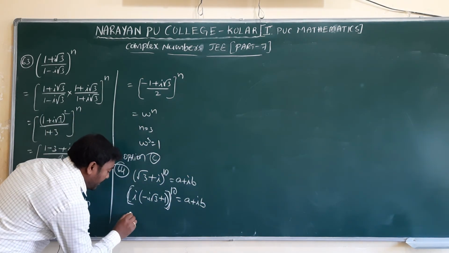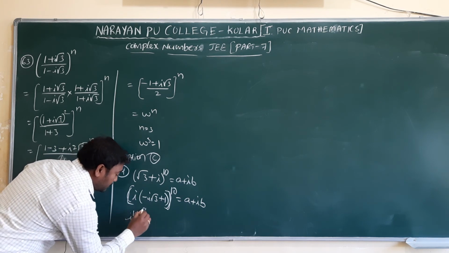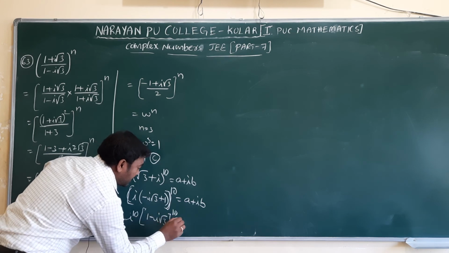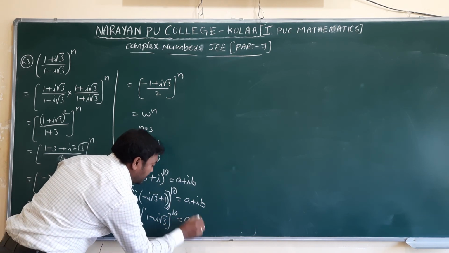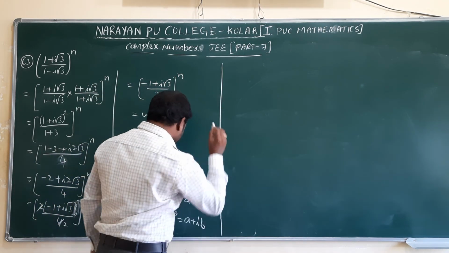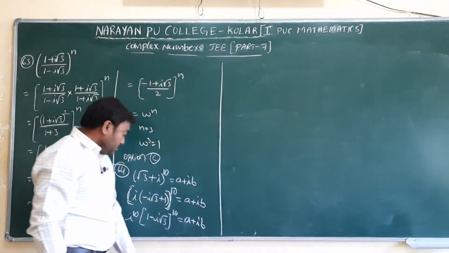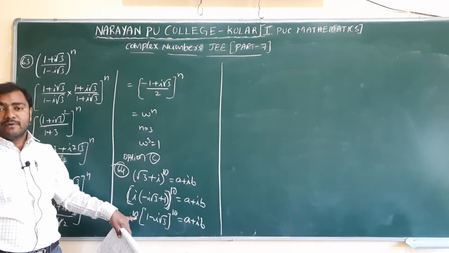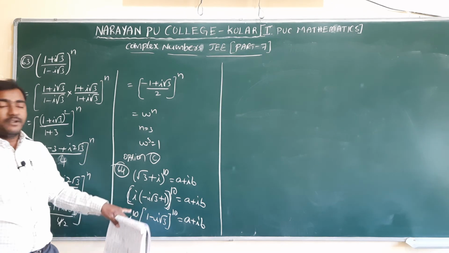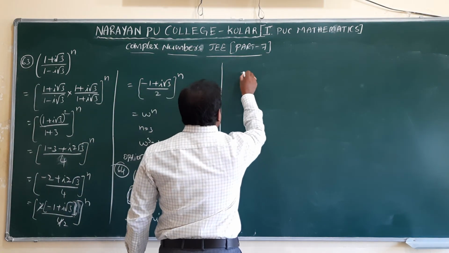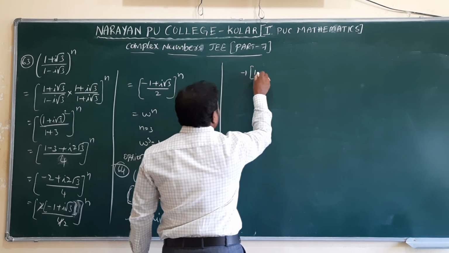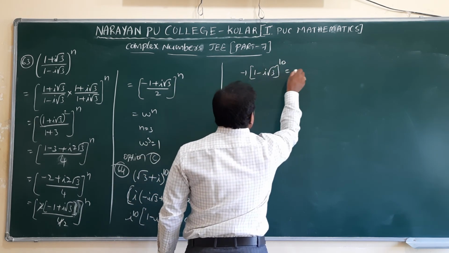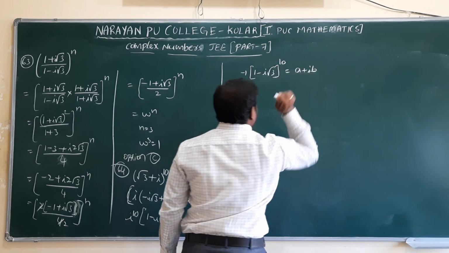Now here i power 10 can be written outside, so (1 − i√3) whole power 10 is equal to a + ib. The i power 10 value we know is (i square) whole power 5. So i square value is minus 1, whole power 5, which can be written as minus 1 only. So here, minus 1 into (1 − i√3) whole power 10 is equal to a + ib.